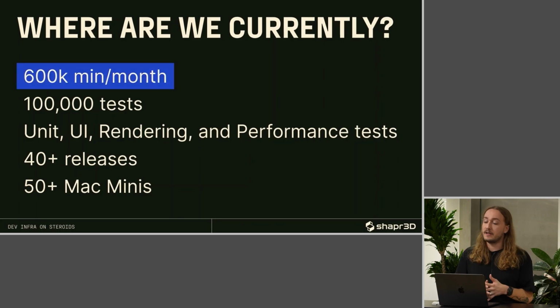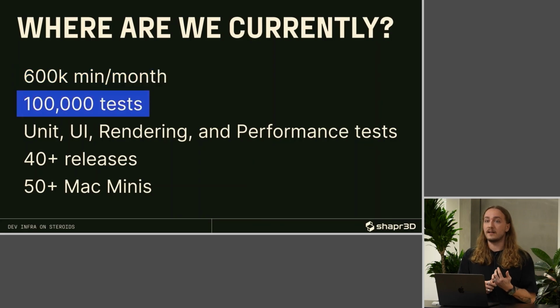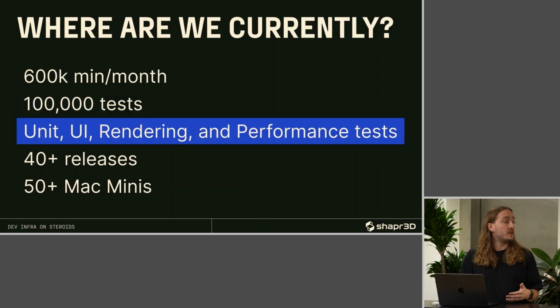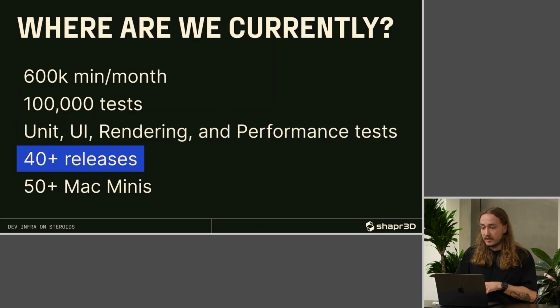Our system currently handles more than 600,000 minutes of CI time each month. This volume reflects the scale at which we are operating, and this continues to rapidly grow. Each pull request can run up to almost 100,000 tests, and we build the infrastructure to scale even a lot further. We are running unit, UI, rendering, and performance tests, and also other types of tests on CI, and it also powers the release pipeline and various utility workflows. We are releasing Shaper3D more than 40 times a year, making it the most frequently released CAD application in the industry.